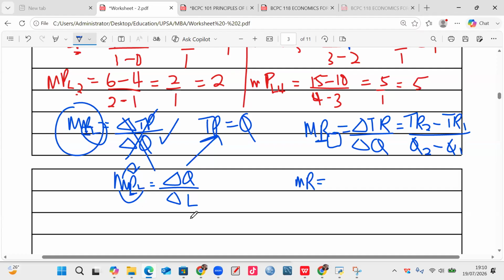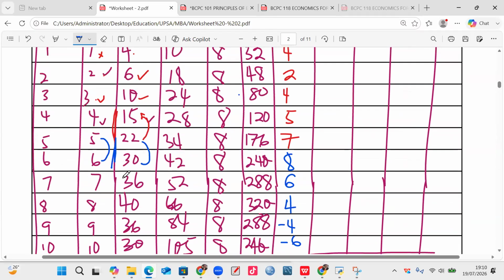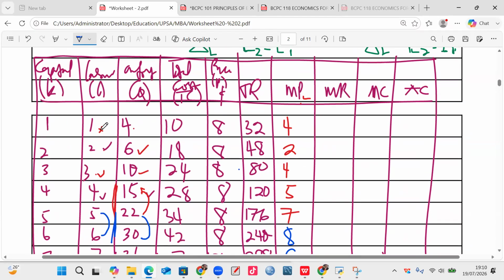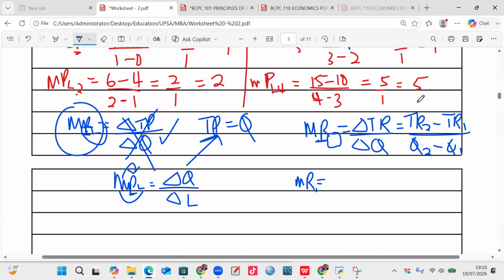Yes, please. Good. So let's say MR1, marginal revenue for labor 1. Let's go and look at labor 1. What is the M? What is the TR? Current TR is what? 32, right? TR2, I'll go TR2, current TR.